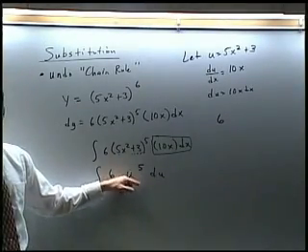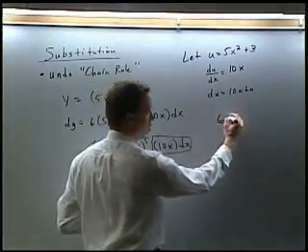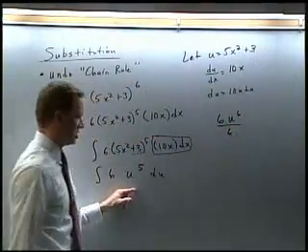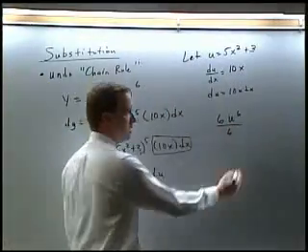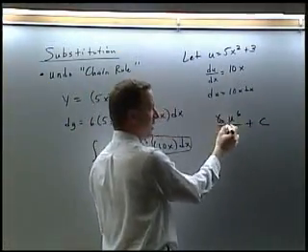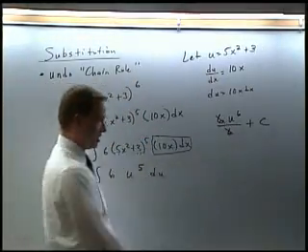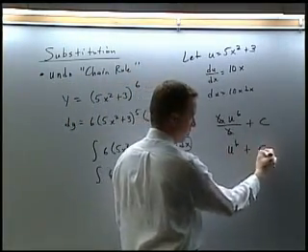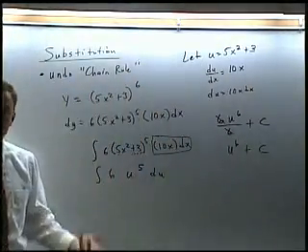To the 6th divided by 6. Right, sure. Okay? So u to the 6th divided by 6, and then I got a plus constant on the end. Okay? I can see real quickly that the 6's cancel off, and so I end up with u to the 6th plus a constant. That could be my final answer.